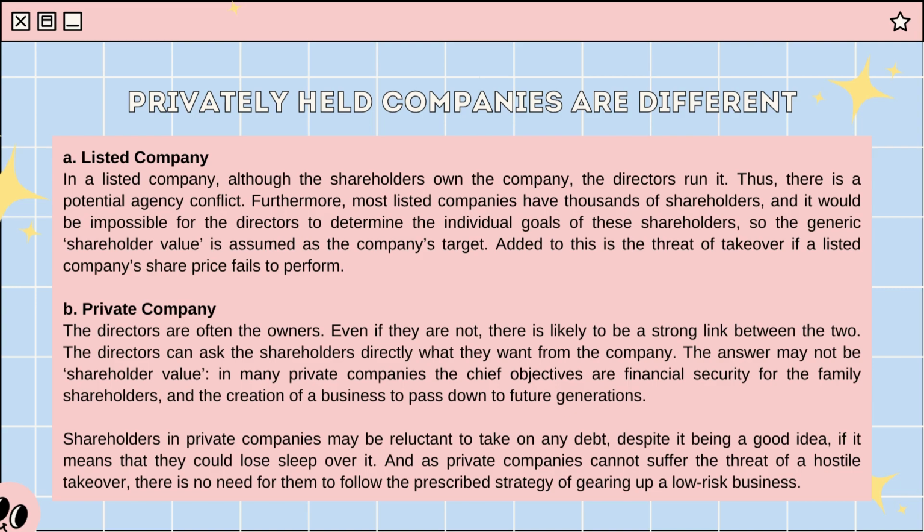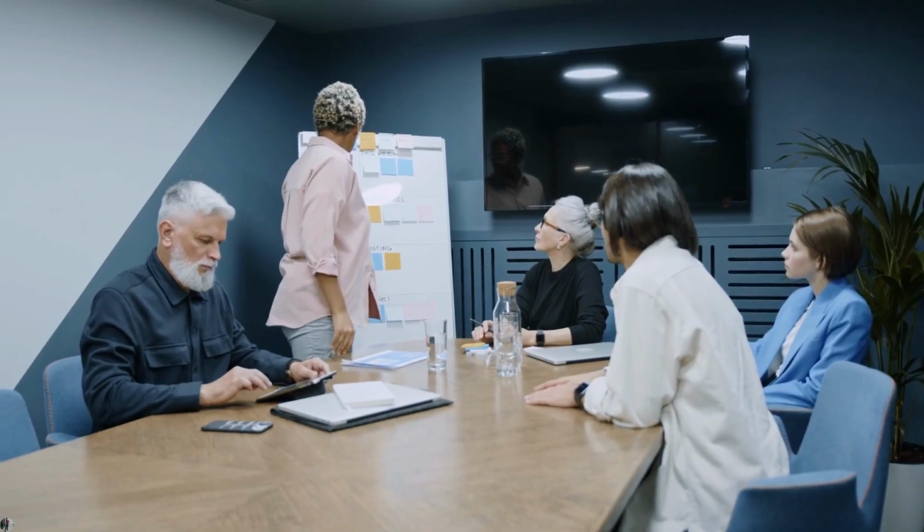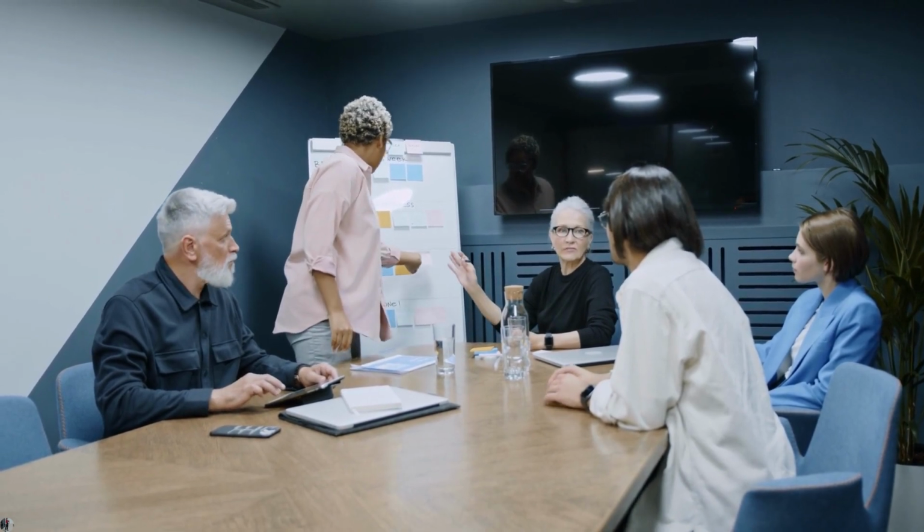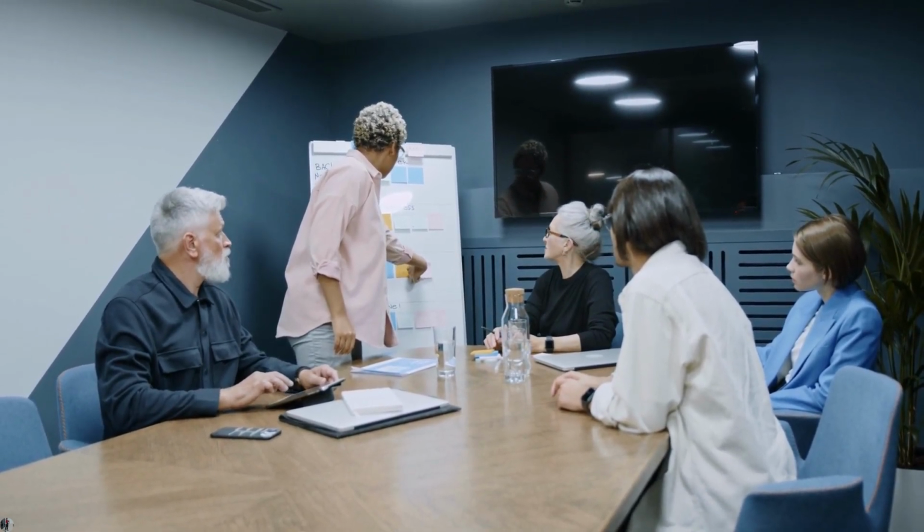Added to this is the threat of takeover if a listed company's share price fails to perform. The situation in a private company is very different. The directors are often the owners; even if they are not, there is likely to be a strong link between the two. The directors can ask the shareholders directly what they want from the company.